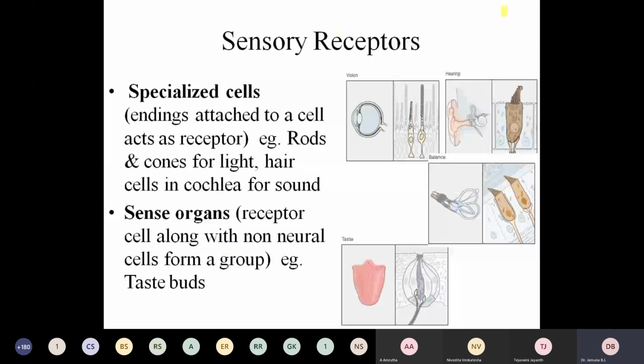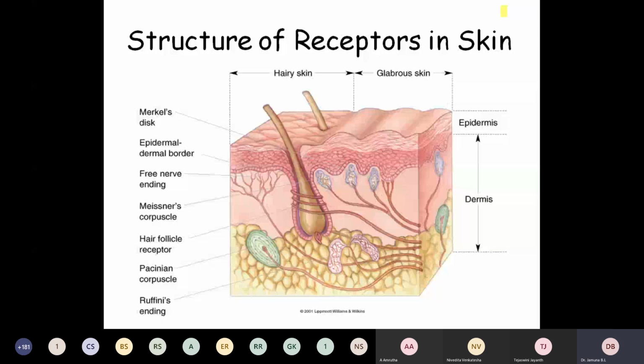So that means the sensory receptors could be a naked free nerve ending, or expanded nerve ending, or encapsulated nerve endings, or specialized cells or a sense organ, depending on which sensation it is carrying. So the type of receptor also varies. This is the structure of the receptors which are present in the skin.